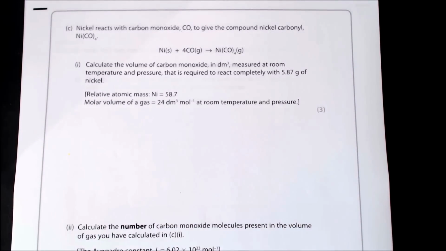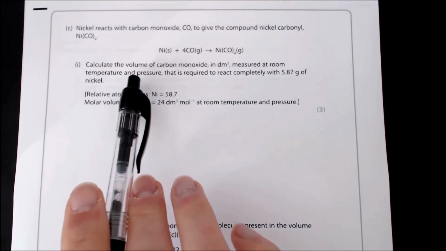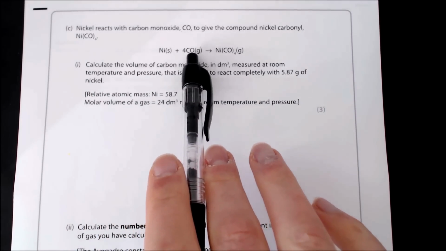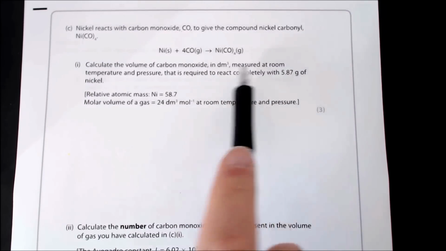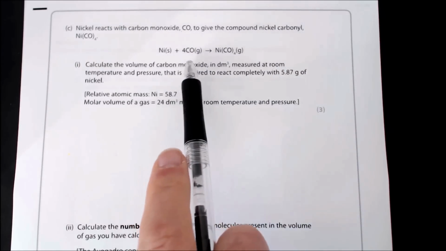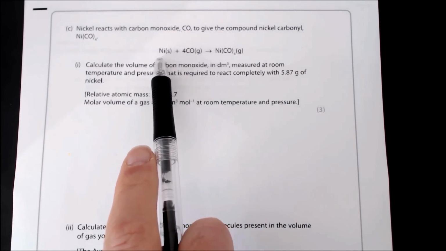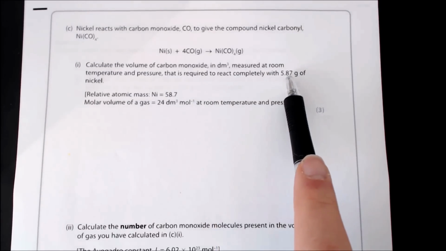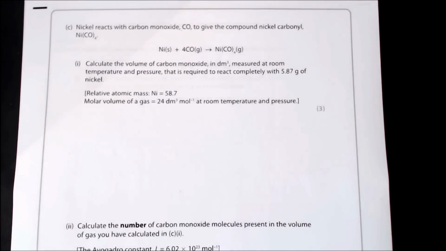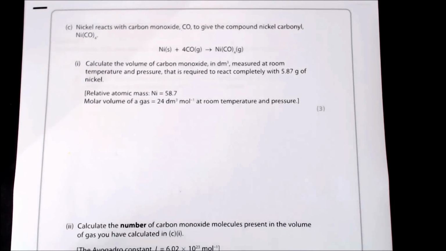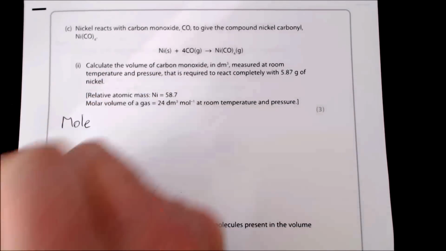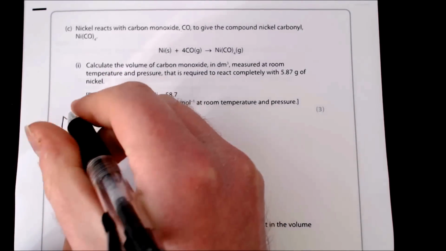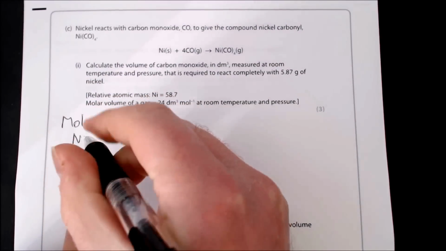Right, so the first thing, obviously, we need to work out the volume of carbon monoxide, but to work out the volume, we need to work out the number of moles of carbon monoxide. Now, we can't work out the moles directly because we don't have the right numbers, but what we can do is work out the number of moles of nickel first, because we have a mass and we know its relative atomic mass as well. So that's what we're going to do first. So we're going to work out moles. There's a saying that I like to use: if in doubt, work out the moles, because from the moles you can work out so many things.